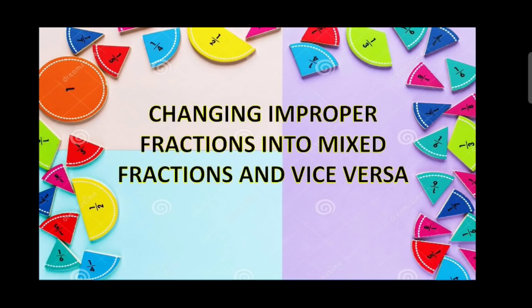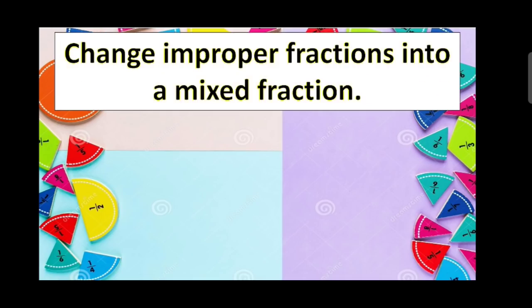Ito naman, we will be discussing about changing improper fraction into mixed fractions and vice versa. So, ano ulit yung improper fraction? Ito yung mataas yung numerator kaysa kay denominator. Kapag naman mixed fraction, it is a combination of whole number and proper fraction. Okay, paano po ba mag-change ng improper fraction into a mixed fraction? So, ganito lang. For example, number 1, we have 14 over 5. So, we all know improper fraction to. Why? Because numerator is greater than the denominator.